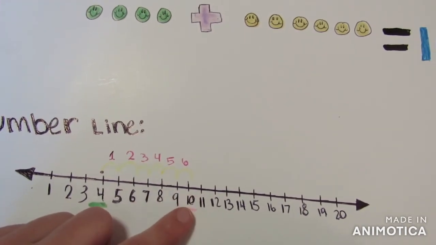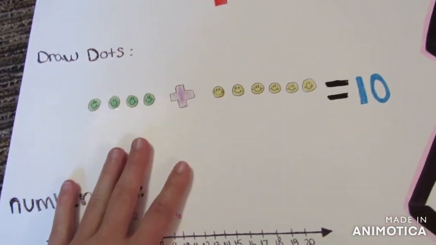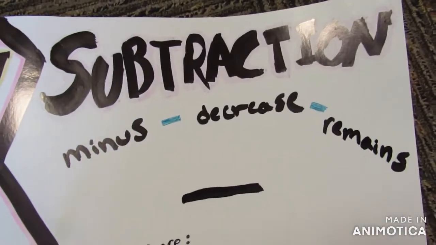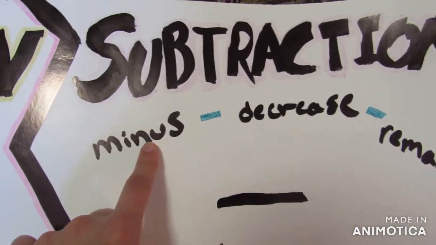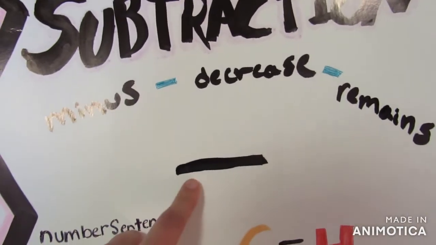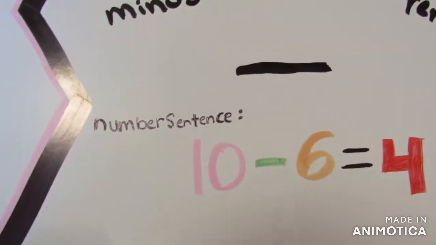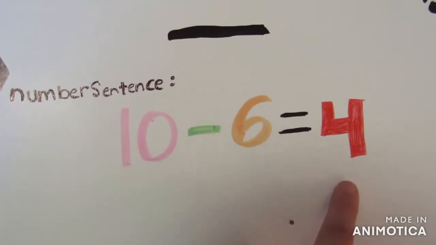And you'll land at the number 10. And that will be your answer. Now, it's pretty much the same thing with the subtraction, but we're going to move over to the subtraction side. Some words that are associated with subtraction that mean the same thing are minus, decrease, and remains, and this is the subtraction symbol. Now our number sentence for subtraction is 10 minus 6, which equals 4.